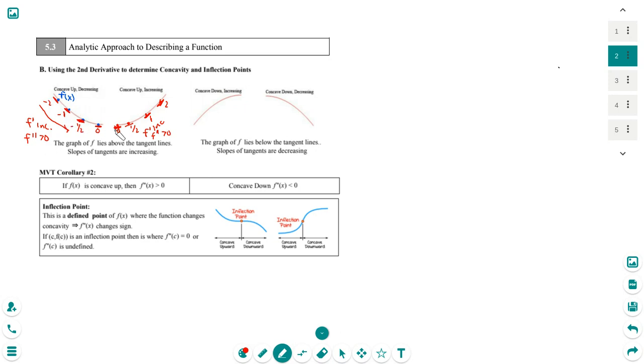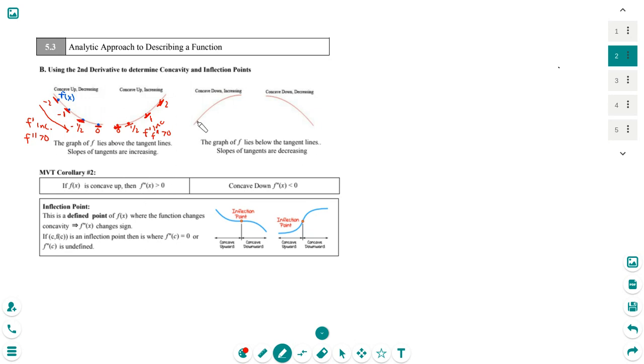So everywhere where a function is concave up, the second derivative is positive. And that's the idea behind the mean value theorem corollary that states that if a function is concave up, then the second derivative must be positive.